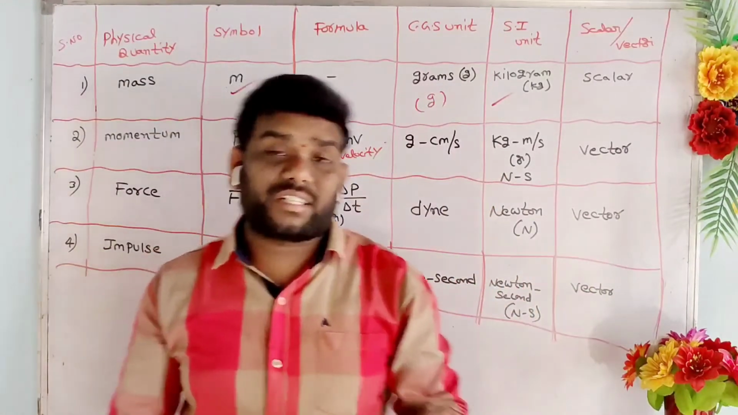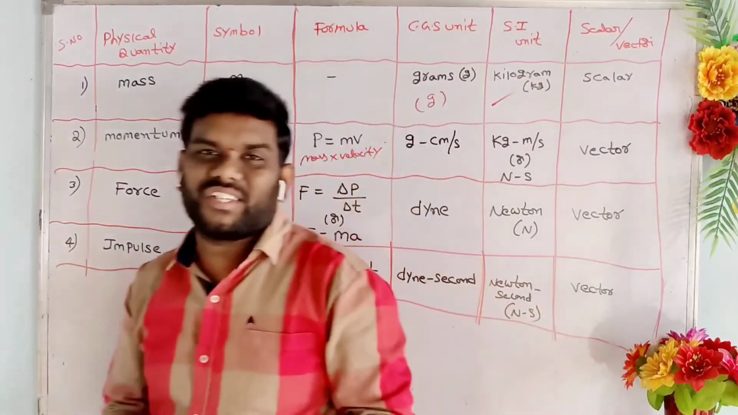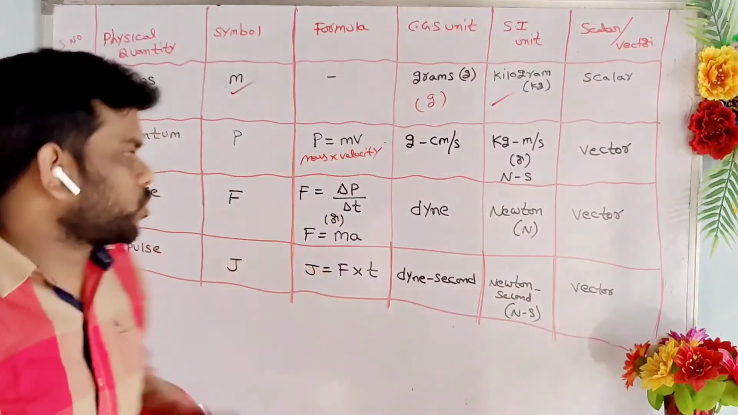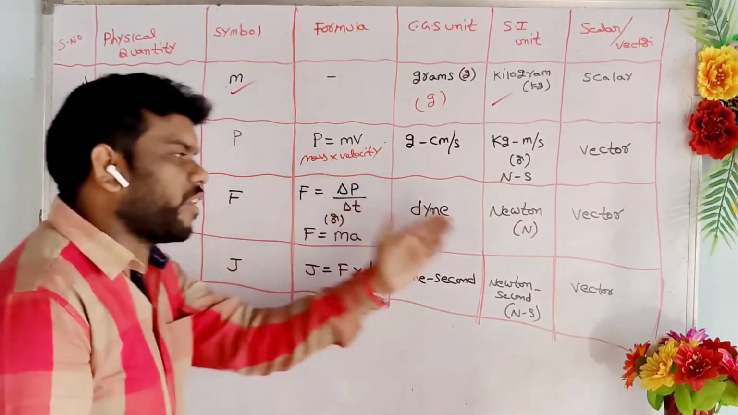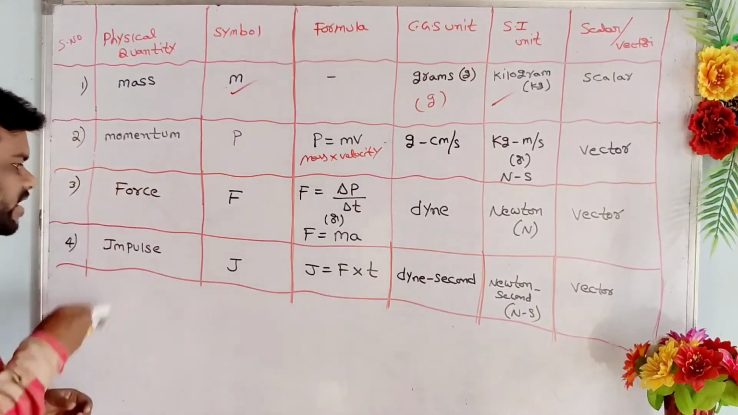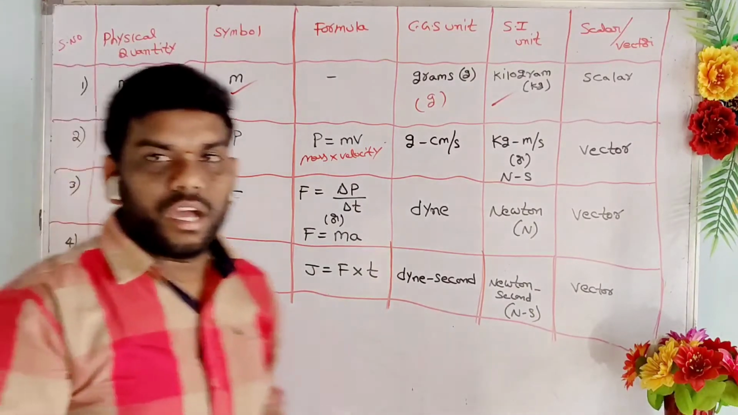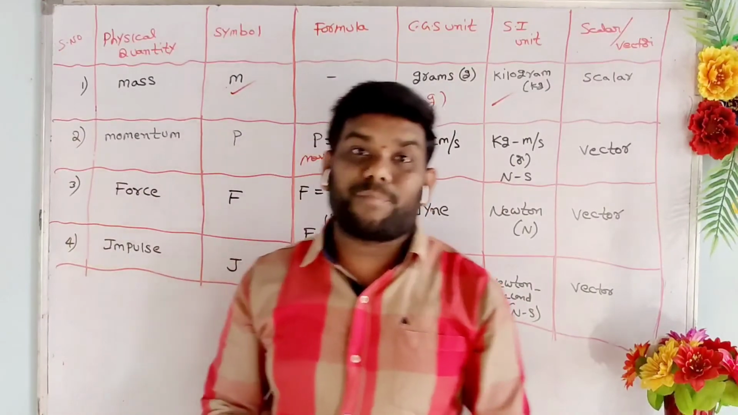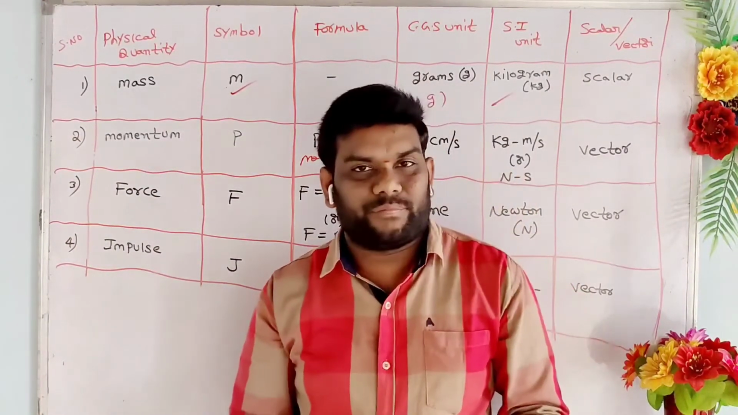So what is a vector? Both magnitude and direction is called a vector. So force is a vector quantity. It is the unit of formula. And the last one is impulse. Yeah, I already told you previously, impulse means force into time.